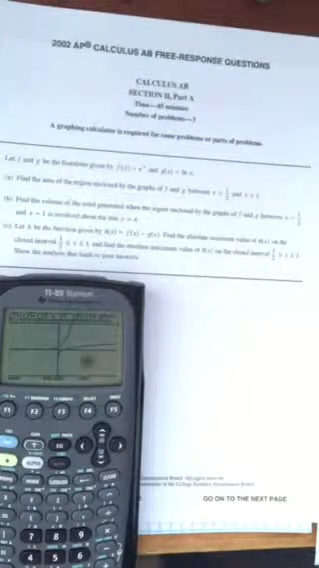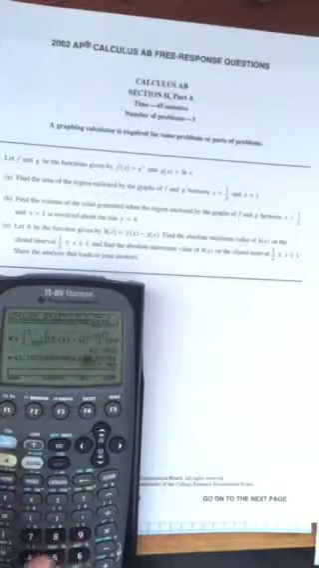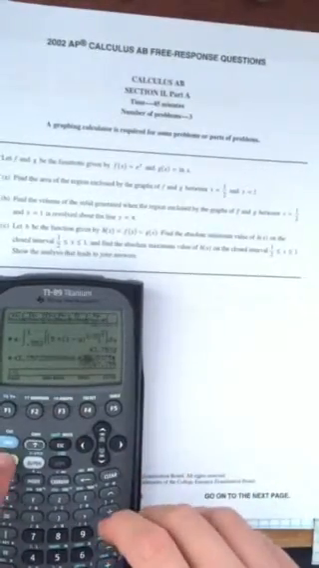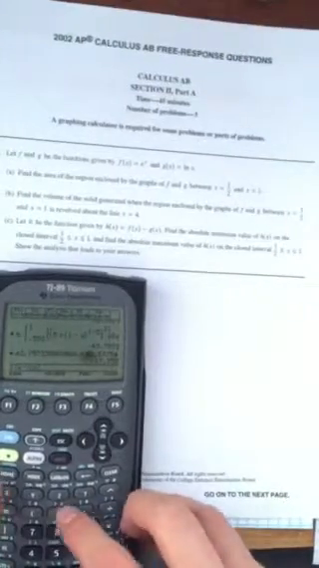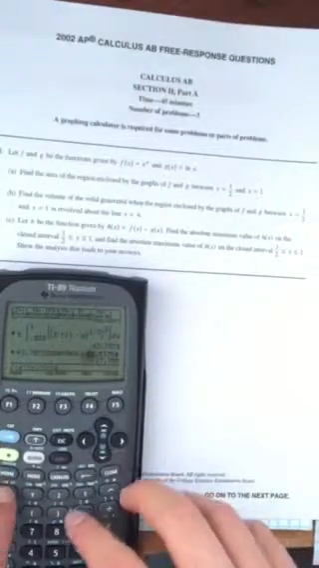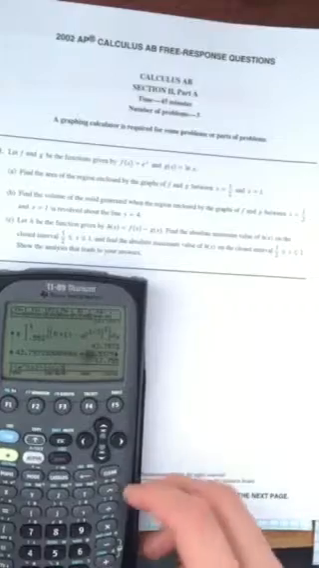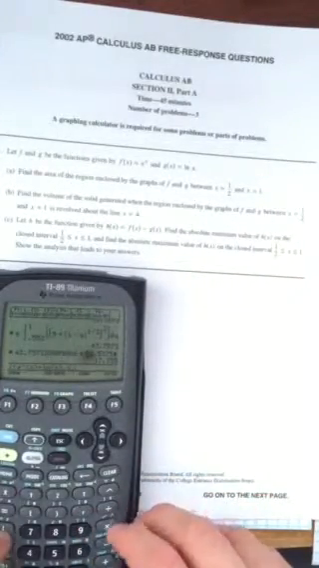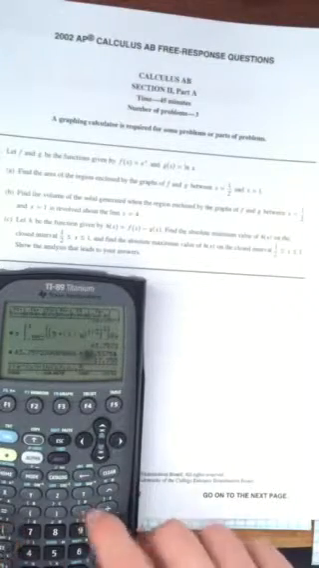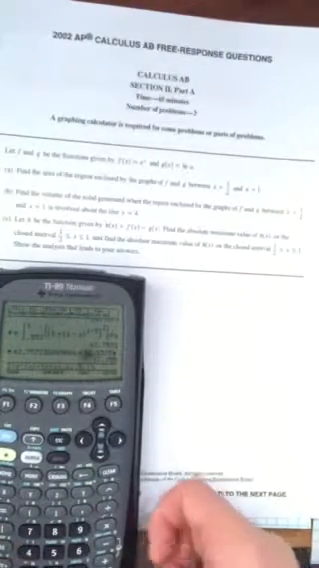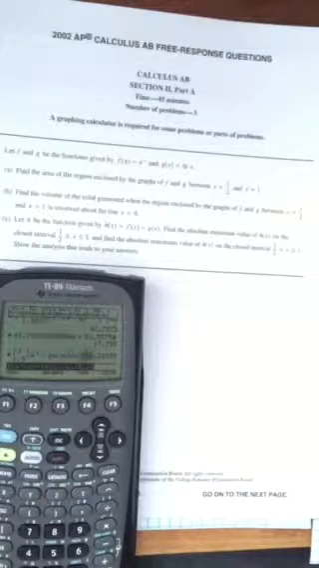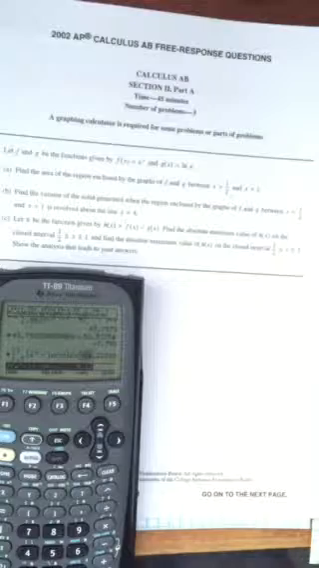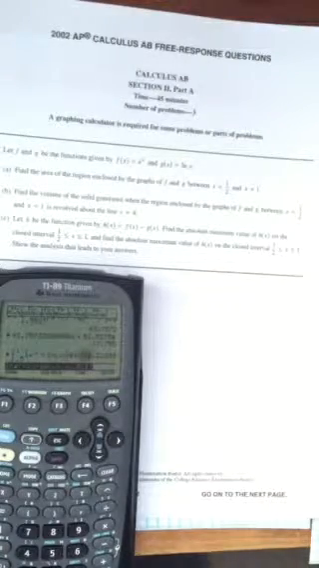So what you want to do to find the area between the curves is get an integral and do e to the x minus ln of x, and then define your variable, set your bounds, plug in, and then you get your answer, 1.22299. So that's your answer for A.